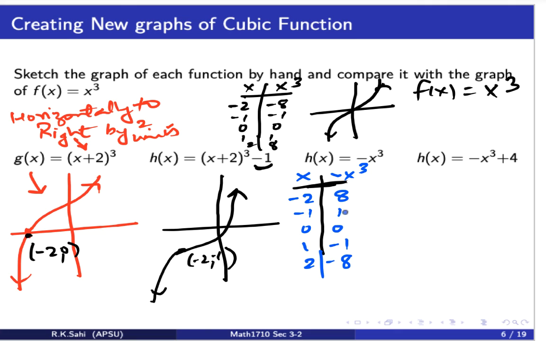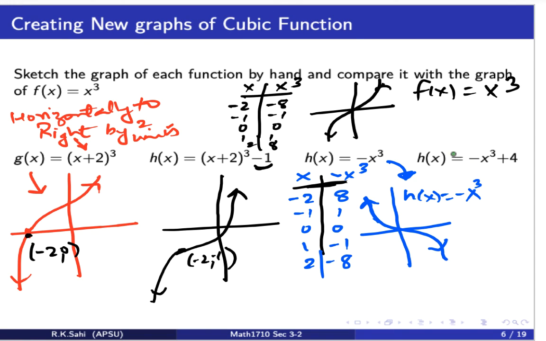So if I want to draw this graph, what's going to happen? Instead of the graph going like this, it's going to flip like this, okay? So here's the graph now. The graph goes like this. Okay, that's the graph of h(x) equals minus x cubed.